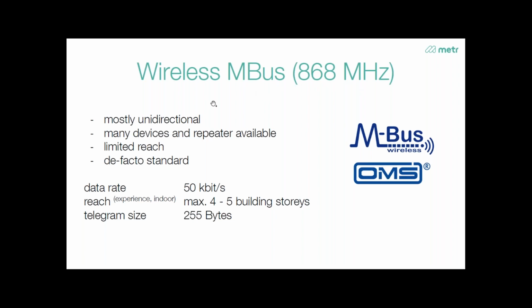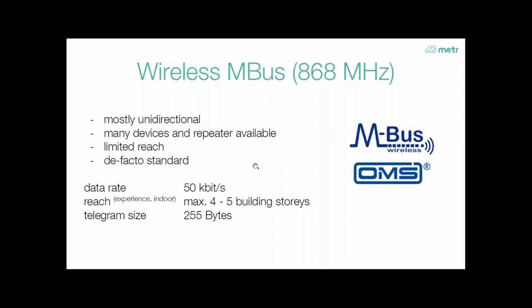As I said, most of the buildings have that already installed. It's mostly unidirectional. The devices are constantly sending information. That's what we're interested in. So there are many devices on the market. If you look for wireless M-Bus devices, you find a lot, and there are a lot of repeaters available as well. So that's quite interesting.